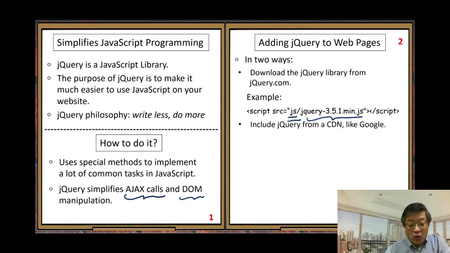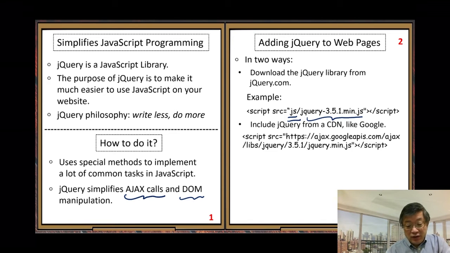The second way, include jQuery from a CDN. If you want to do it this way, you just copy some CDN link. Usually people use the Google CDN jQuery link, like this example. All right. So next, we want to use jQuery.